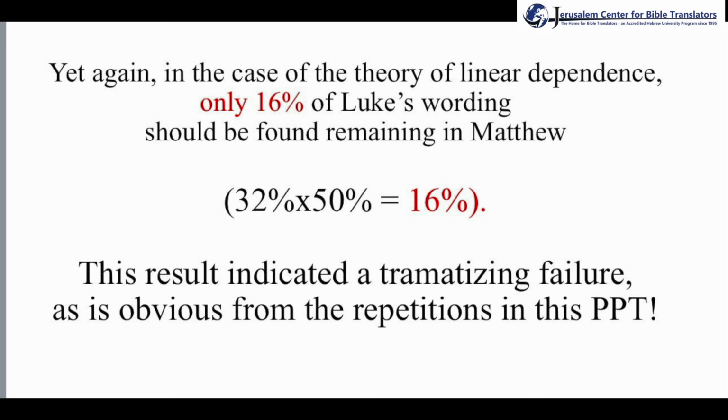In the case of the theory of linear dependence, well, I'm just repeating myself, only 16% of Luke's wording should be found, and here's the little calculation. If Mark got 32% of Luke and Matthew got 15% of Mark, that would mean that only 16% of the wording in Matthew should be from Lucan wording left. The result indicated a traumatizing failure, as is obvious from the way I keep repeating in this PowerPoint.